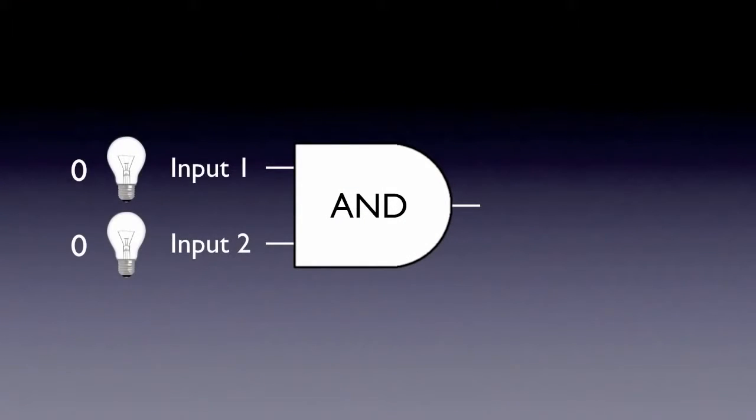The AND gate has two inputs and an output. The output is a 1 only if input 1 and input 2 are also 1. If either or both inputs are 0, the output is 0. It's easy to remember. Input 1 and input 2 must be 1 to give a 1 output. Anything else results in a 0 output.